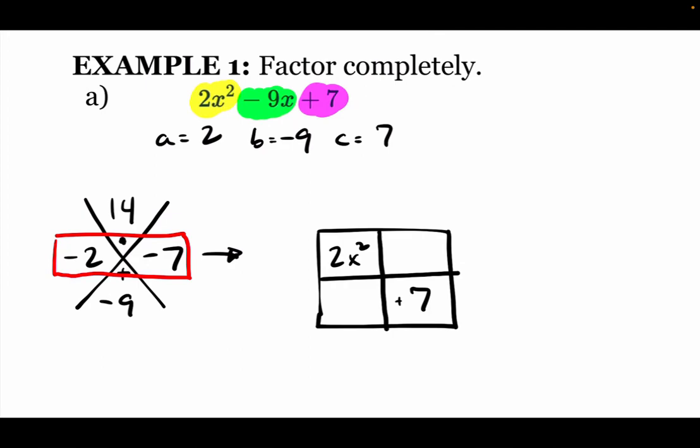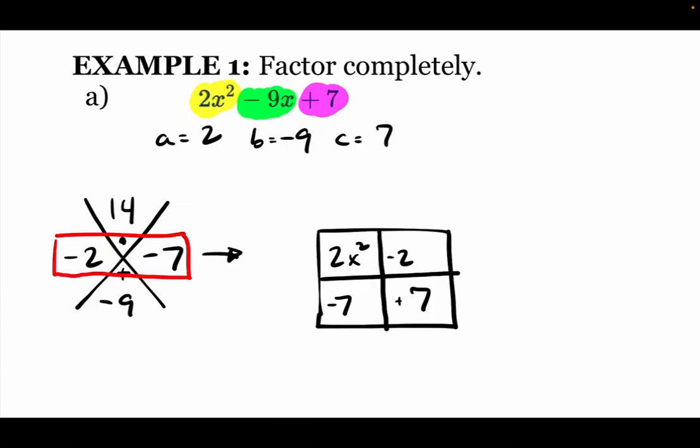What are the other two? That's where these two guys come from. -2 and -7. Which one goes first, which one goes second? It doesn't matter. You can put -7 first, you can put -2 first. Doesn't matter. I'll put -2 and -7 there.